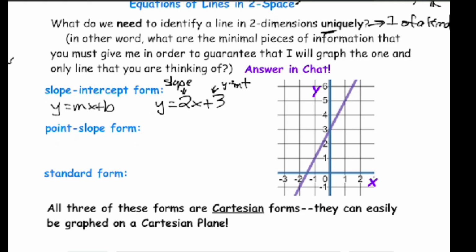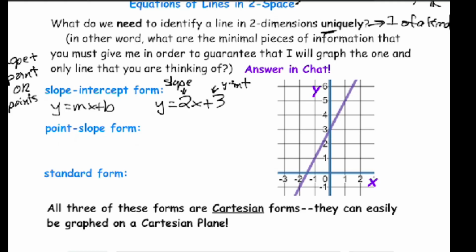either the slope plus 1 point, or if I know 2 points on my line, I can define it, because I can use my 2 points in my slope formula to find slope. Then I can sub one of those points in to find my y-intercept. Or if I have the slope and 1 point, I can sub both of those into my slope-intercept form and solve for b. And you've done this since grade 9 at least, so that is hopefully familiar to you.